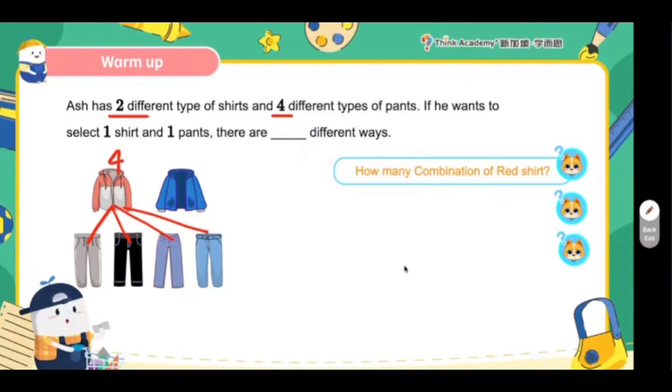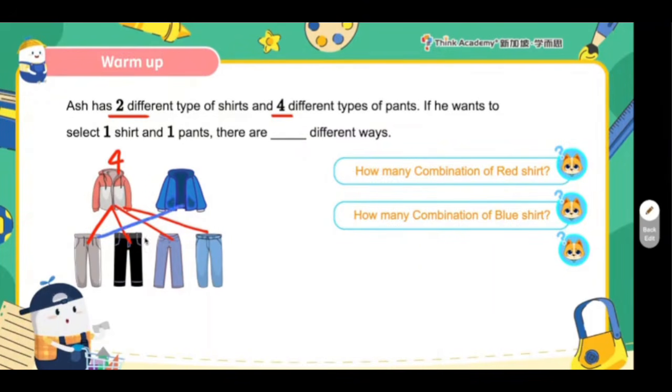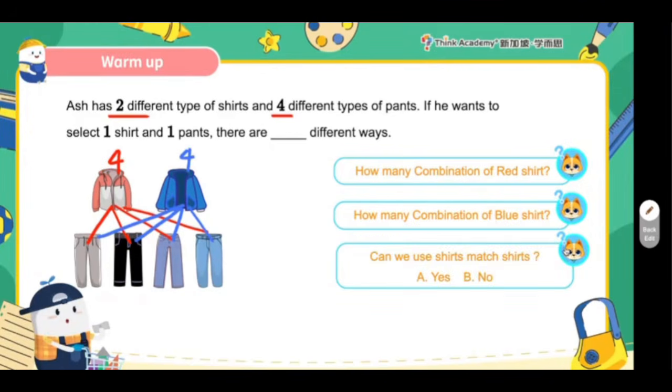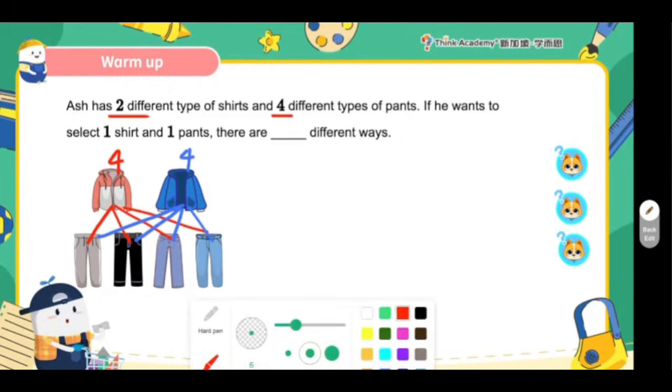4 for the first red shirt. And then how many combinations of the blue shirts? Let's count together. Type in your chat box. Okay, 1, 2, 3, 4. I also have 4 choices, right? Okay, so everyone, let's see. Can we match a shirt with a shirt? Cannot, right? Okay, so this is all the combinations that we can have.